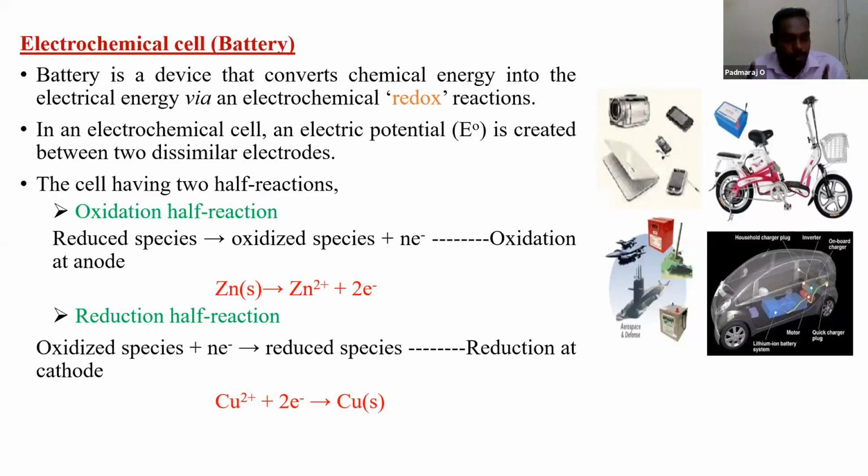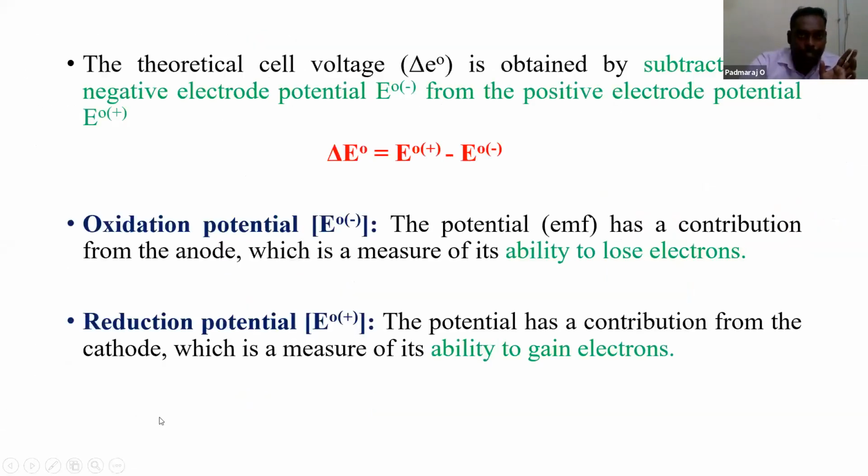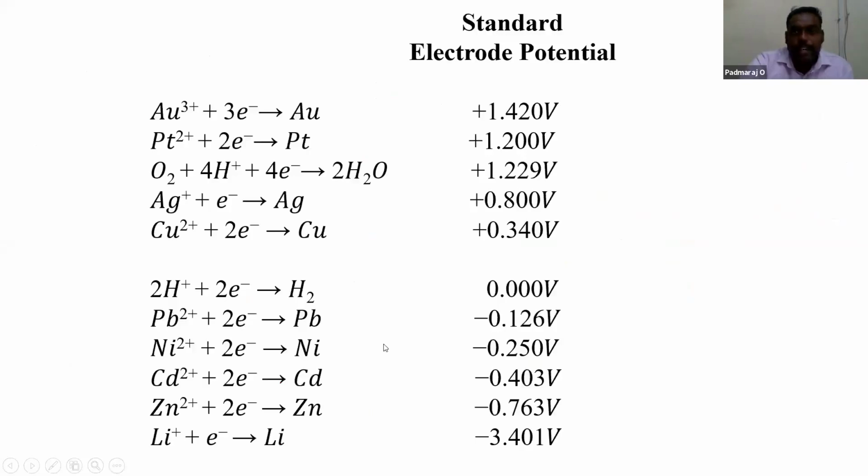So two dissimilar electrodes will be there. These electrodes try to attain neutrality, so electrons are released from the anode and gained at the cathode. When the electrons transfer through the external circuit, the ions move from anode to cathode or cathode to anode. That is the redox reaction happening, so these two reactions occur in the electrochemical cell. I already told you how to calculate the theoretical cell voltage from the oxidation potential. This is the standard electrode potential, and based on it we can calculate the cell voltage, since we know the anode and cathode potentials.